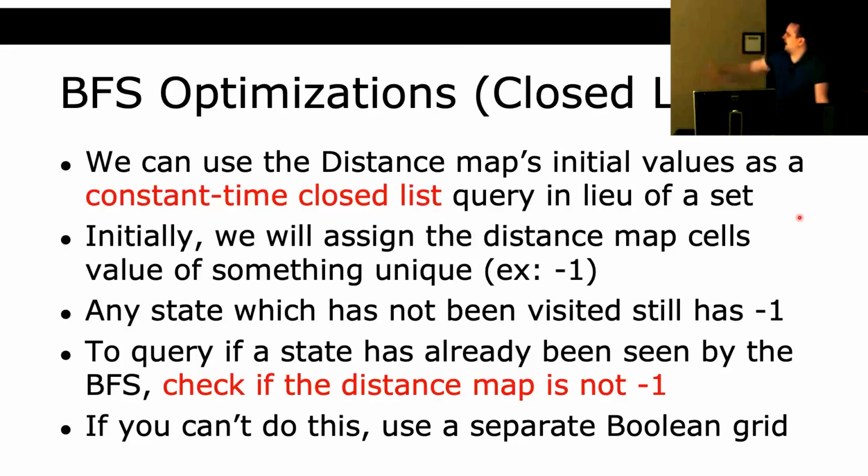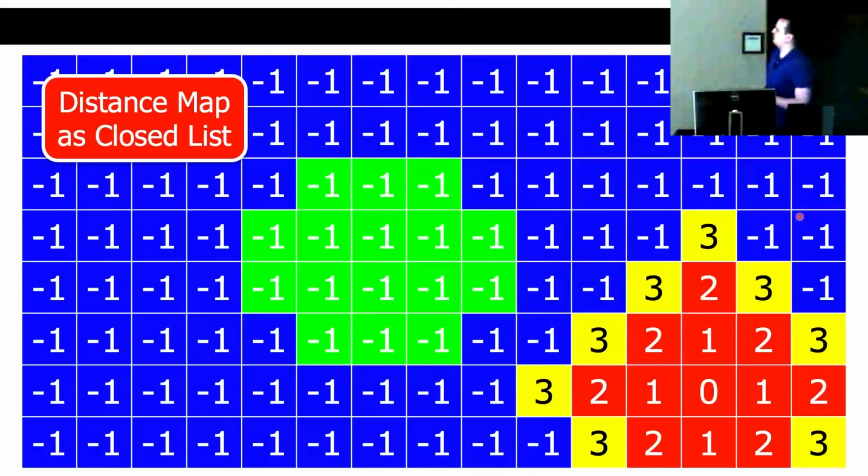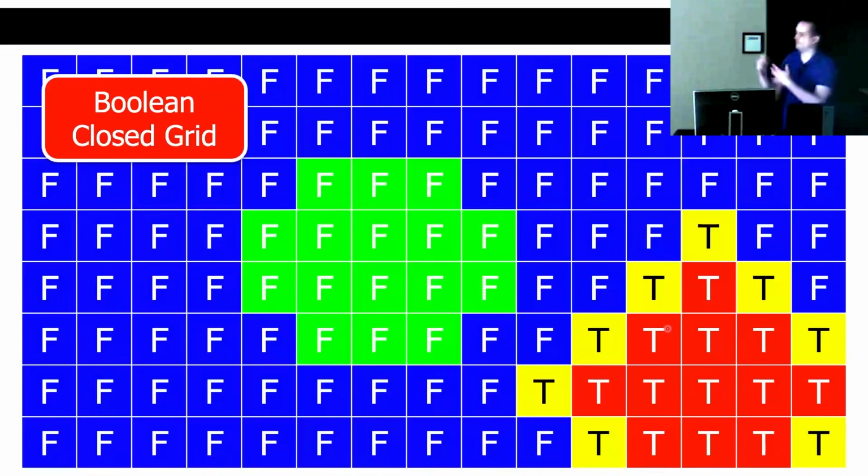If you're not doing the vector search, then what you could do for assignment 1 as an optimization is have a separate Boolean grid where you just say true or false: is this thing in the closed list? So if you're doing vector fields and you want a closed list, then anything that's not -1 is in the closed list. Otherwise, if you're just doing normal BFS like in assignment 1, you could make a secondary grid which just stores whether or not something is in the closed list.